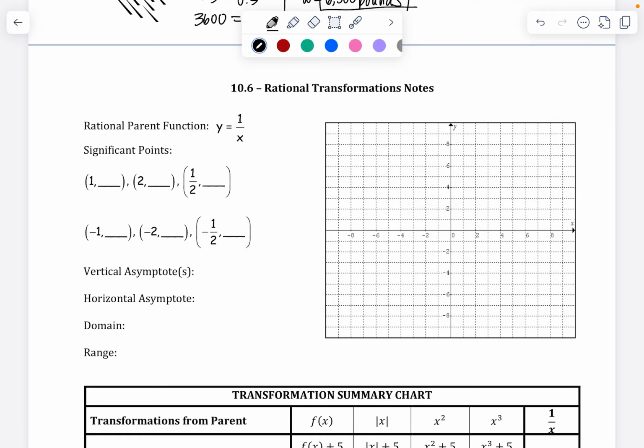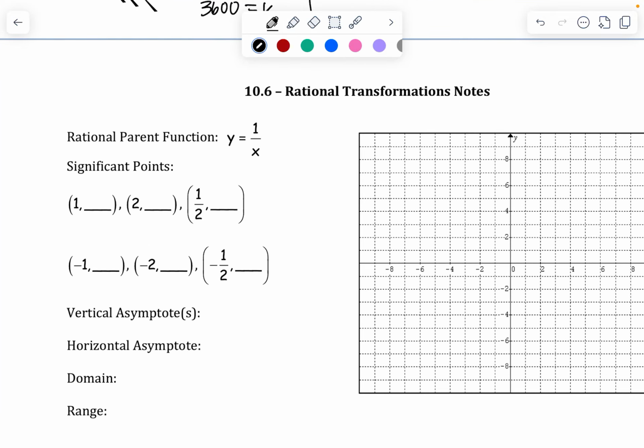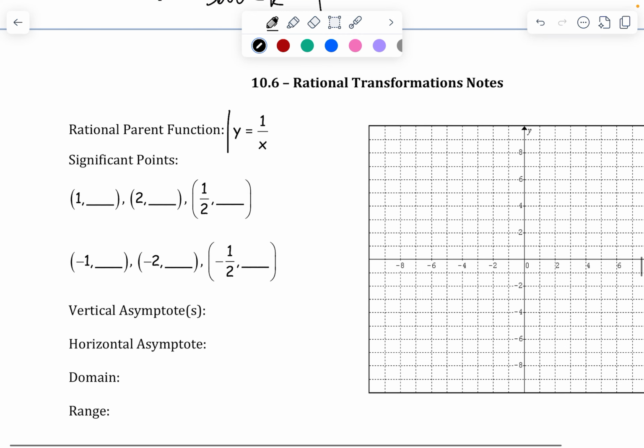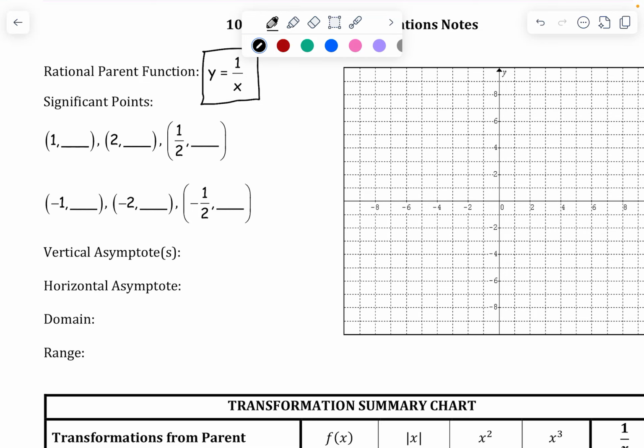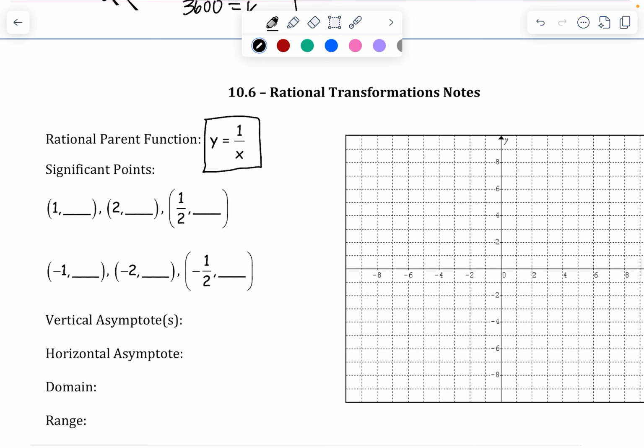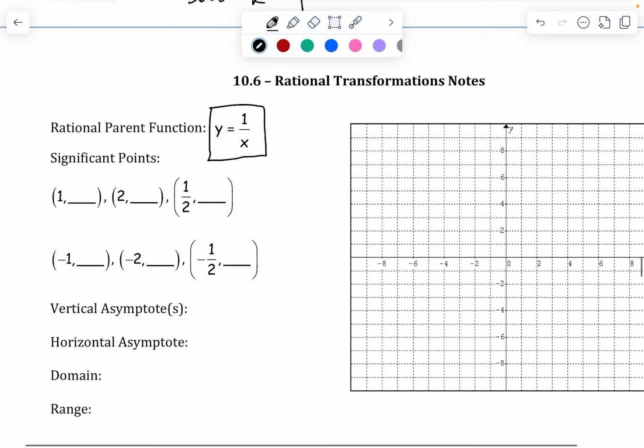All right, in this lesson, we are going to talk about the rational parent function, which is y equals 1 over x. And then we are going to do some transformations and graph. So looking at this function, y equals 1 over x, we can plug in specific values for x. If I plug in 1 for x, I'll get 1 over 1, which is just 1. If I plug in 2 for x, I get 1 over 2, which is 1/2. If I plug in 1/2 for the x, I get 1 over 1/2.